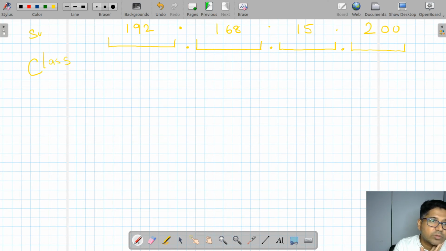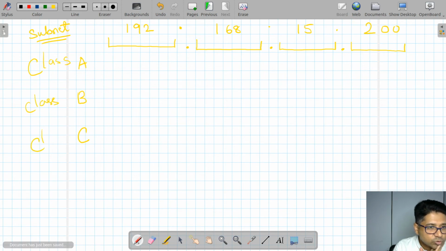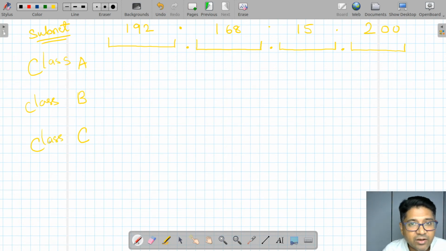We talked about the IP right now. Now I'm talking about the subnet. Class A, class B, and class C have different subnets. What is the role of the subnet? I'm going to teach that right now. The subnet says who you belong to, who your family is.